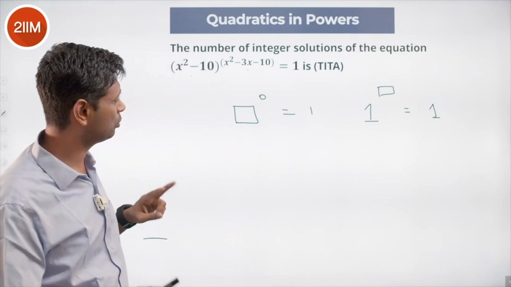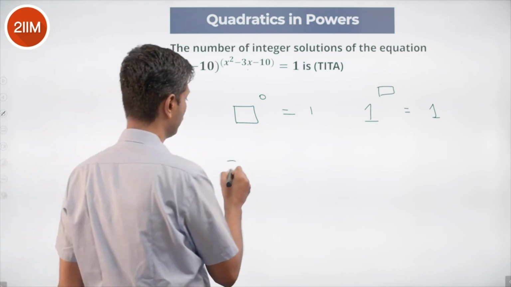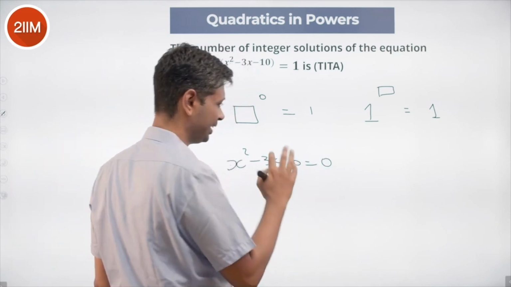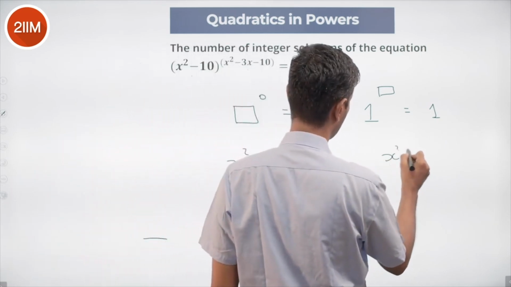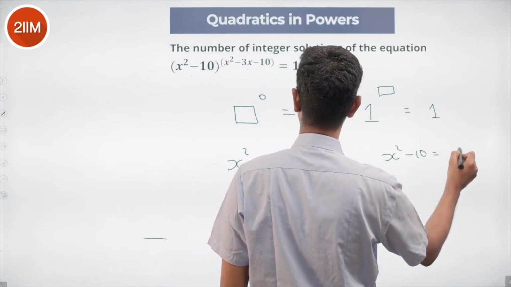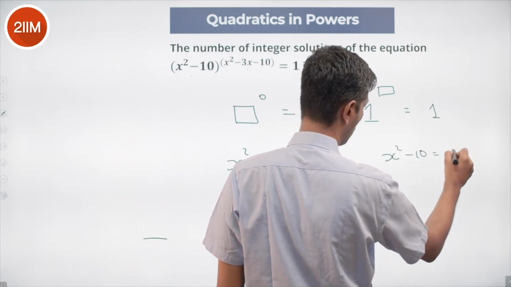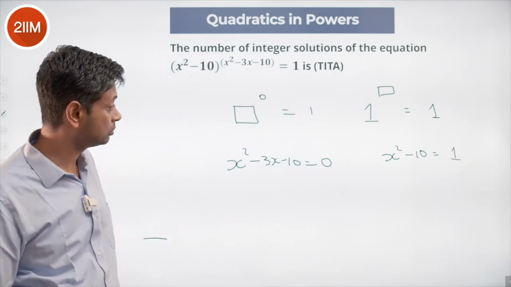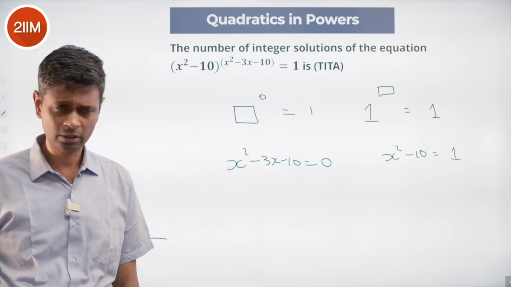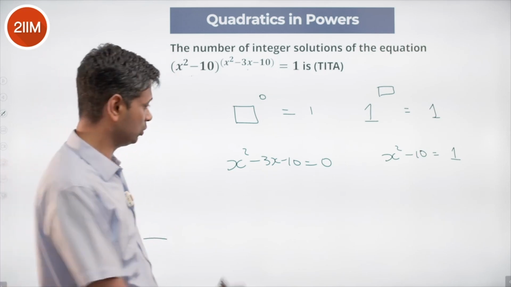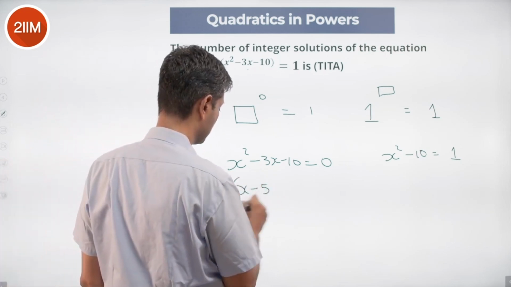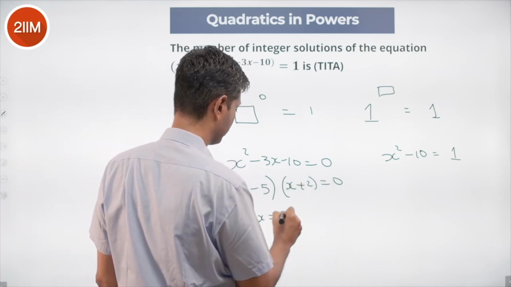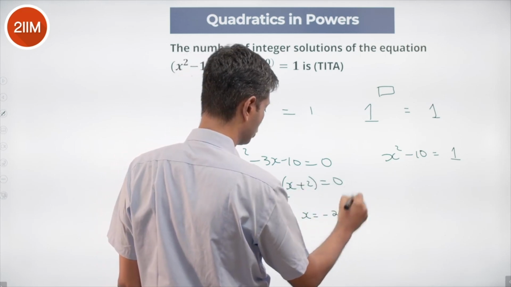And so what I'm going to do, I'm going to solve two different equations. I'm going to say x square minus 3x minus 10 equal to 0. Get the answers. I'm going to find x square minus 10 equal to 1 and get the answers. And then think about simplifying this. Nice. So x square minus 3x minus 10 is 0, or x minus 5 into x plus 2 equal to 0. X is 5 or x is minus 2.